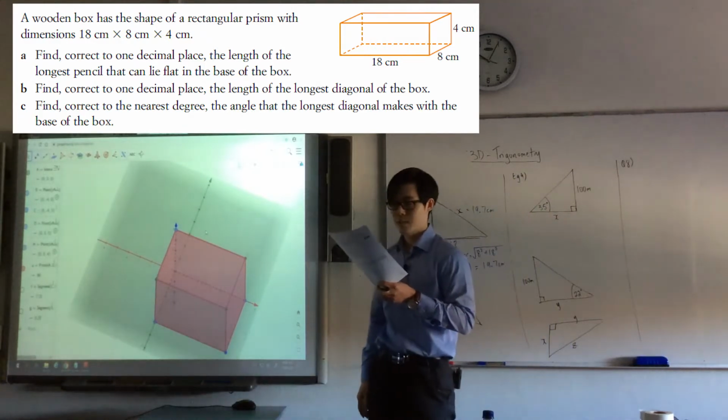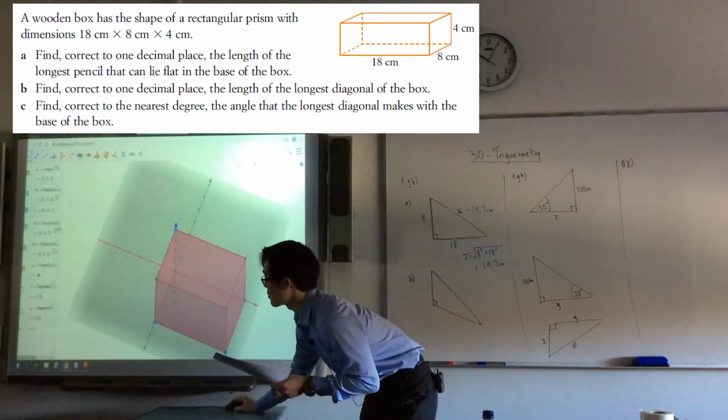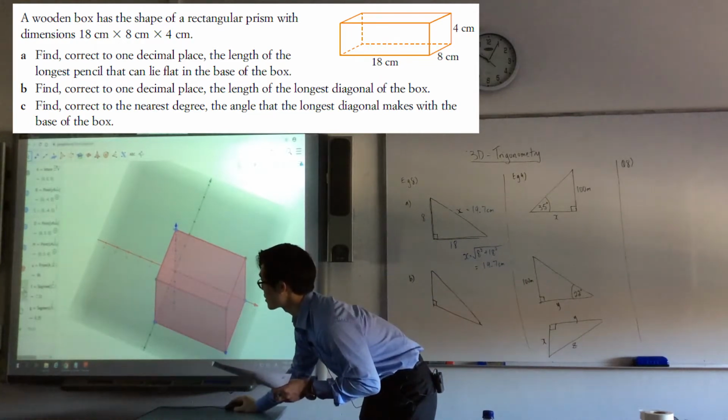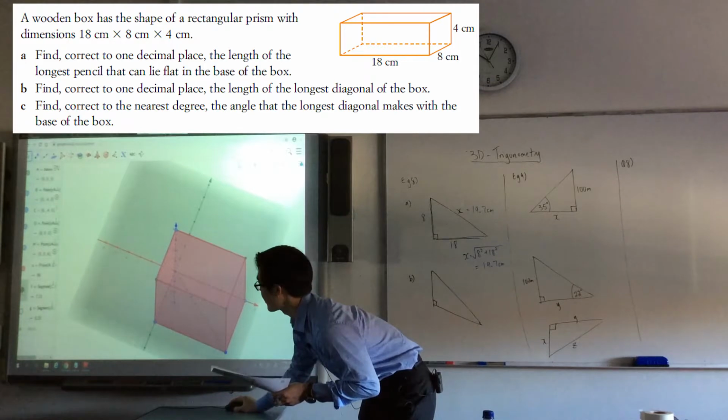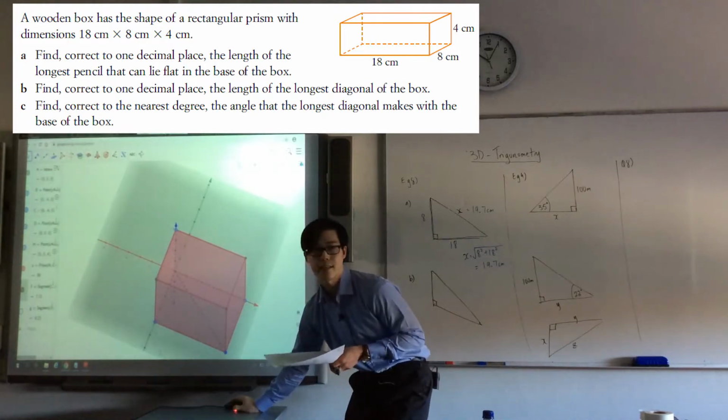Second question: find correct to one decimal place. Sorry, I should put the segment. I even put the line there. Hold on, let me click on that. That's what they're asking for. That's what we just answered. Can you see that?